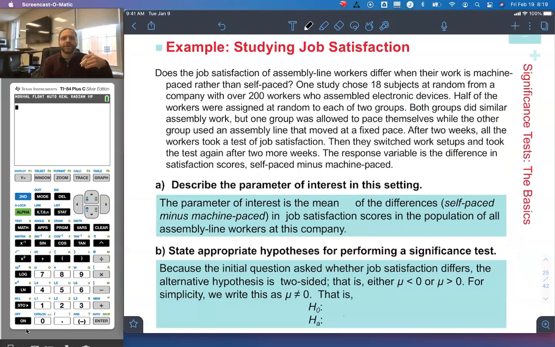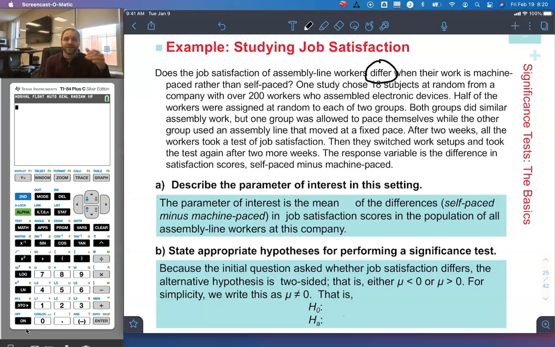So in this problem, we are looking at job satisfaction, a study done about this. And the question is, does the job satisfaction of assembly line workers differ when their work is machine-paced rather than self-paced? And so I see right here the word differ. And that's leaning me towards right now, and I'm going to keep reading though, that maybe we're just looking at it's different. Nothing's being specified when it comes to direction yet. But let me just keep reading to make sure.